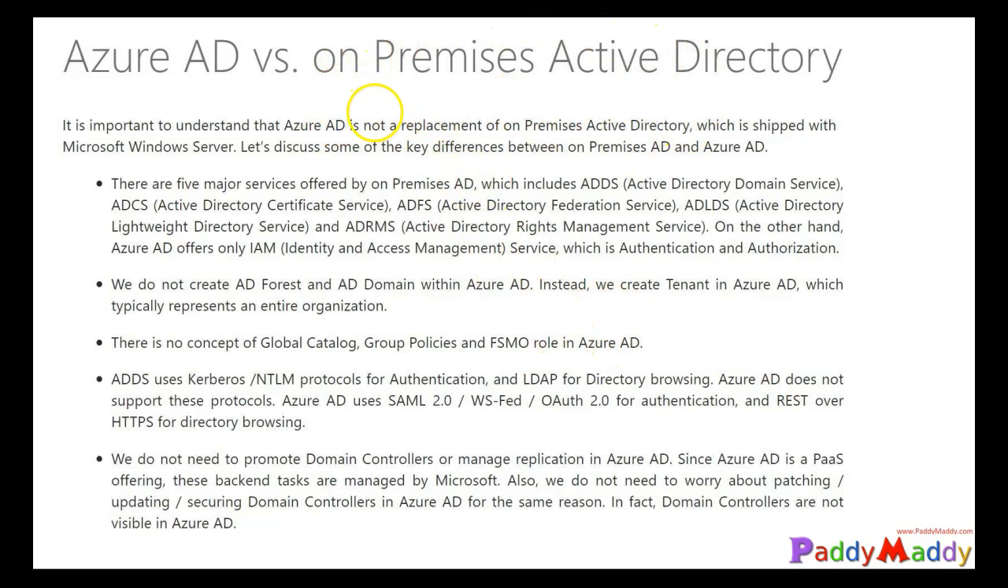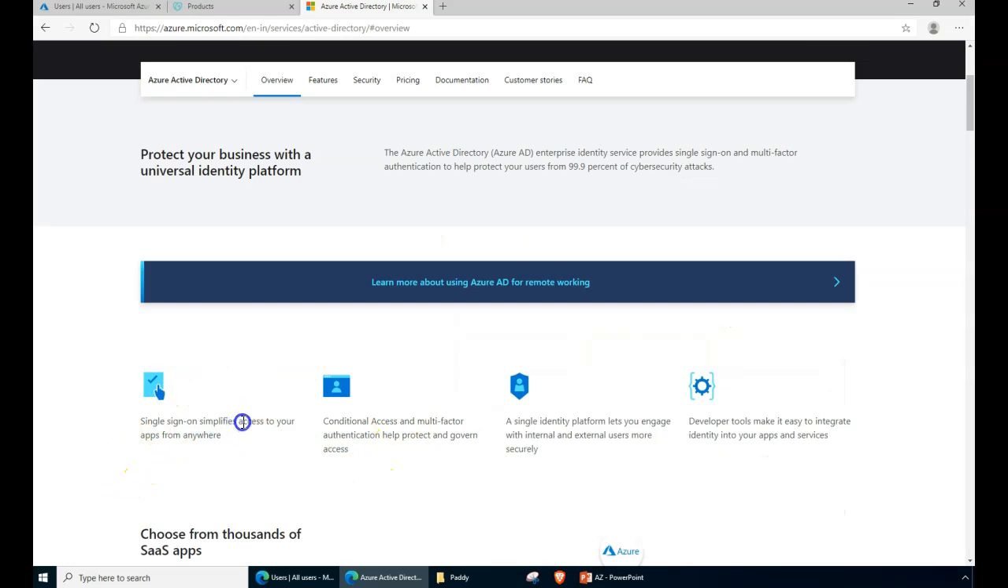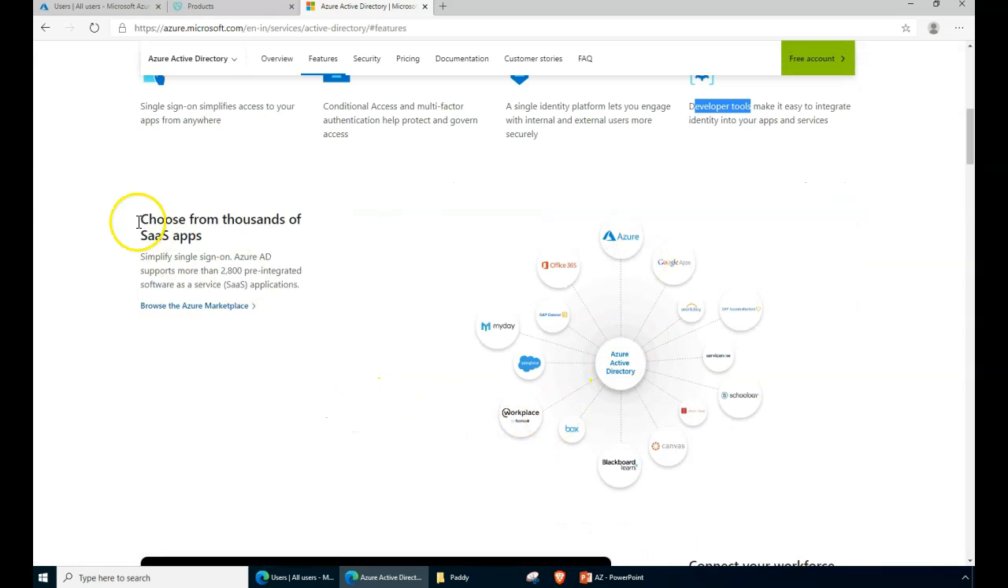So they can easily understand Azure Active Directory, and based on that it can work. Azure Active Directory has single sign-on, which simplifies your access, and you also have conditional access with multi-factor authentication that can be enabled, and a single identity platform that can manage all your internal as well as external users securely. Also, you can develop tools and easily integrate them with your identity from Microsoft. And this is a single sign-on option. You can choose from thousands of predefined applications available as a software as a service model for you.